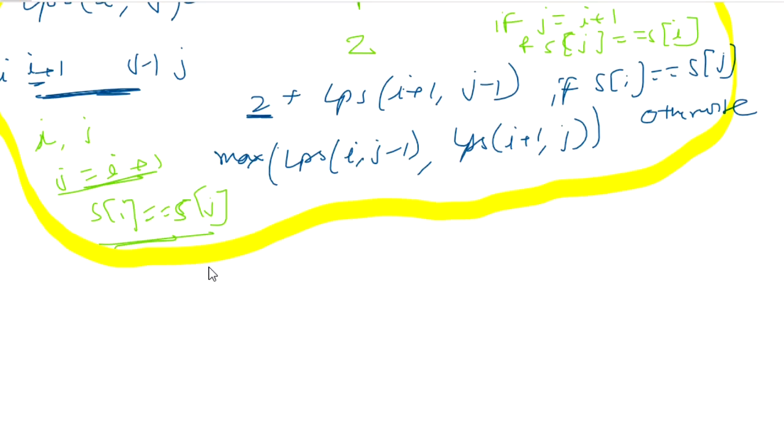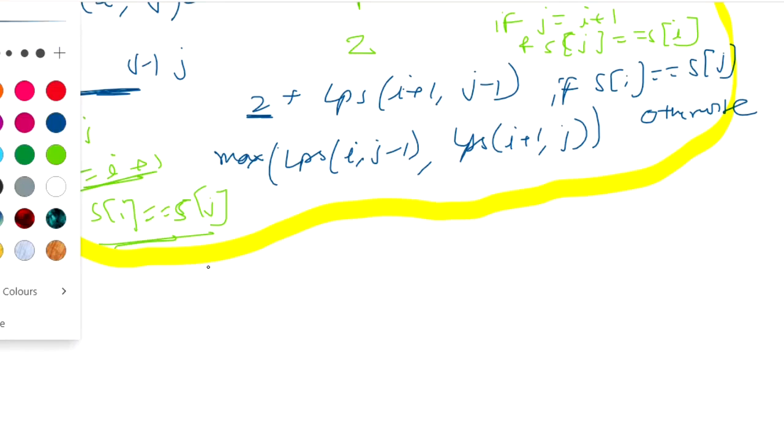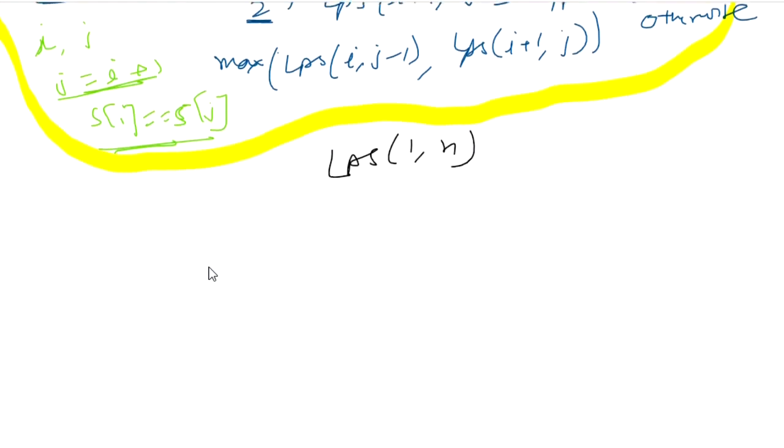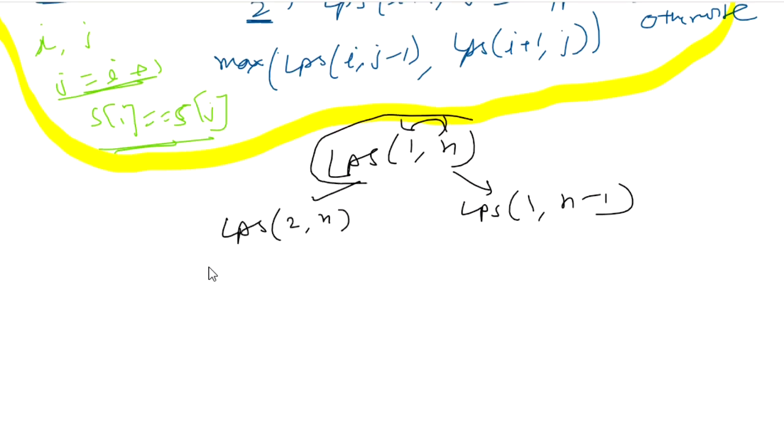So suppose you are currently at, wait, let me choose another pen. So you are at LPS 1 comma n. Okay, now in the worst case, if 1 and n are not equal, you'll do LPS of 2 comma n or LPS of 1 comma n minus 1, because we have to find the length of the longest palindromic subsequence within 1 and n, so we'll call our function with these arguments. So we have these two choices. Okay, now in the worst case again we will have two choices.